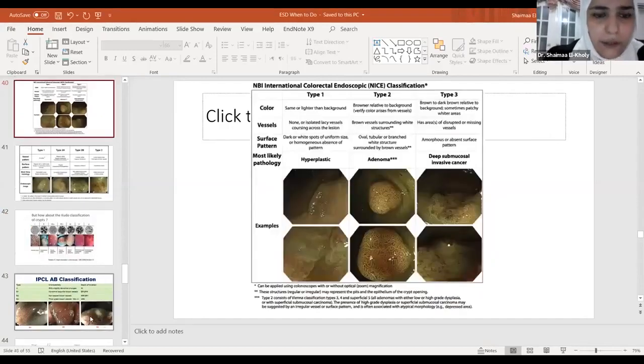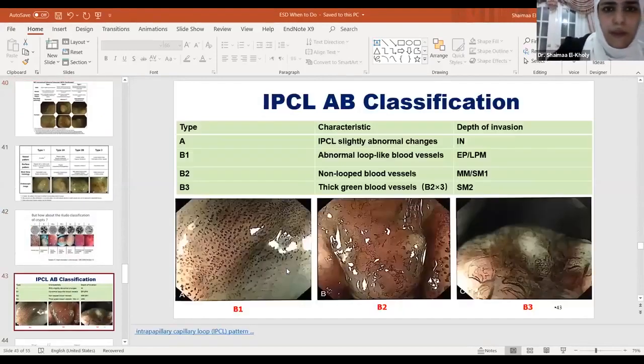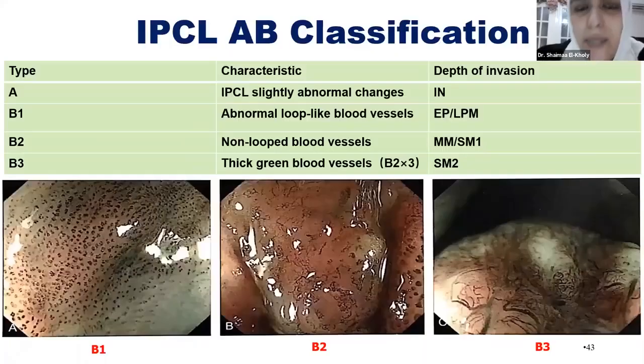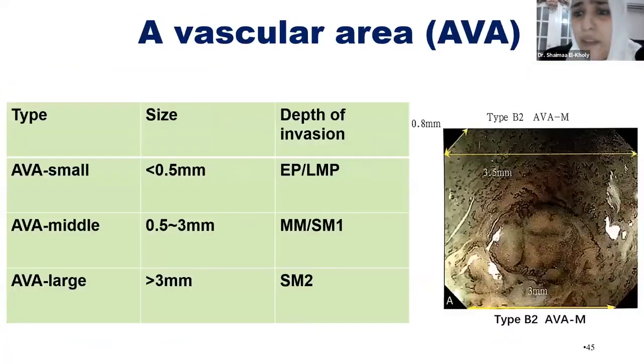as you can see here, this is the IPCL-AB classification. It gives you an idea about the exact layer and the depth of invasion. Actually, this needs a lot of training, and it depends on the capillaries and the looping of the capillaries. And also we have another classification system that's called EVA, which is the avascular area. And it also helps give you an idea about the depth of invasion.